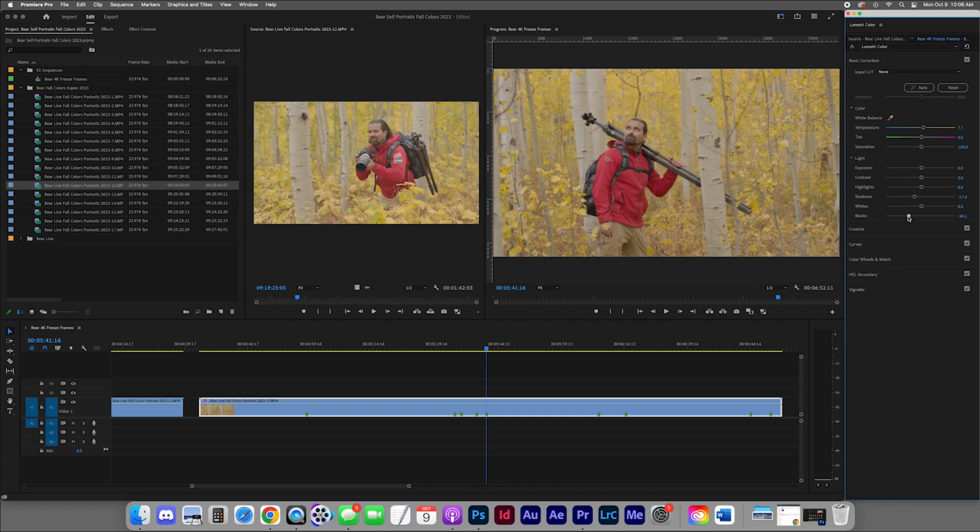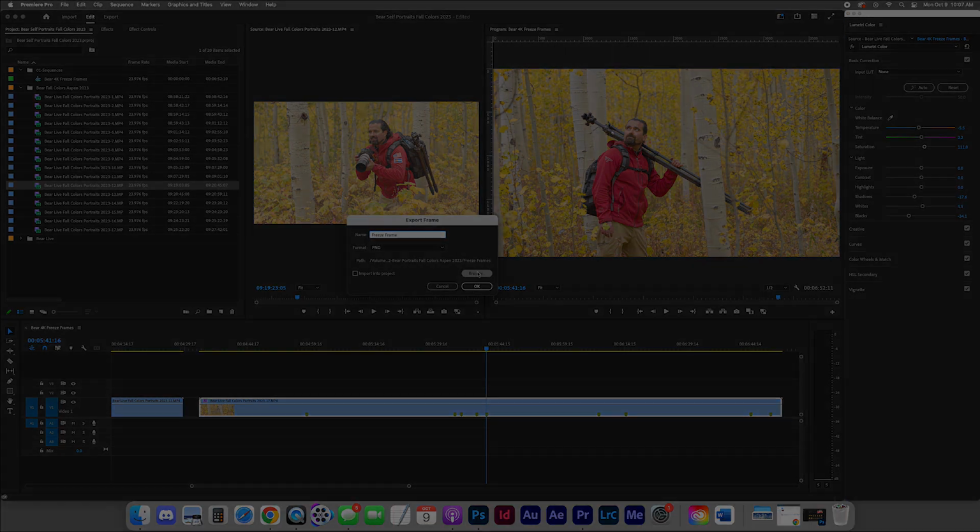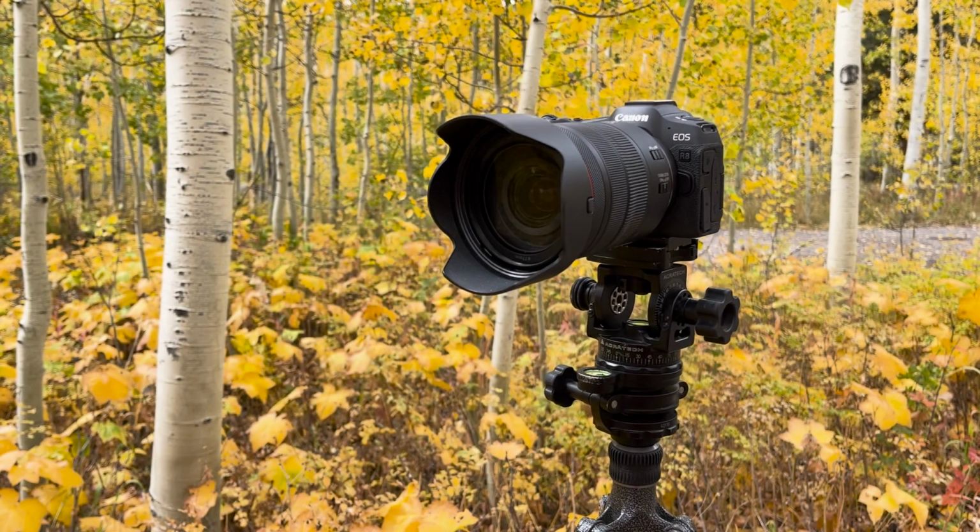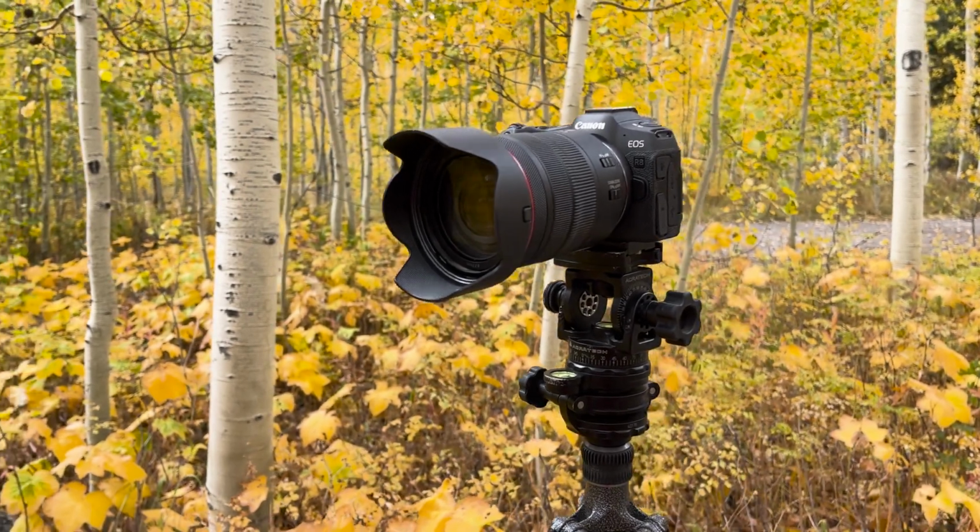I like extracting video frames because today's modern cameras have spectacular intelligent autofocus, which makes capturing images of yourself incredibly easy. And speaking of easy, today we are shooting with the phenomenal Canon R8.